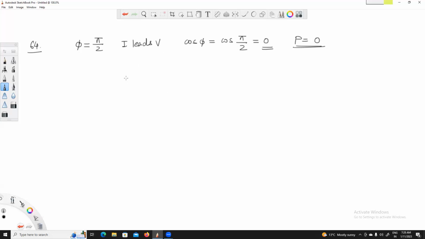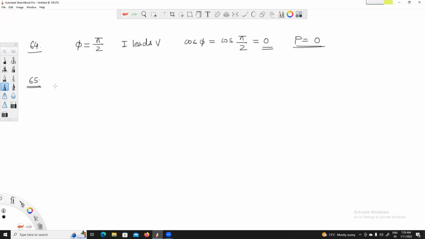So if you look at a purely inductive circuit or purely capacitive circuit, you know that the phase difference between V and I is pi by 2. That's why there is no power dissipated across a purely inductive or purely capacitive circuit. It will be only dissipated across your resistance. Okay, next, 65.